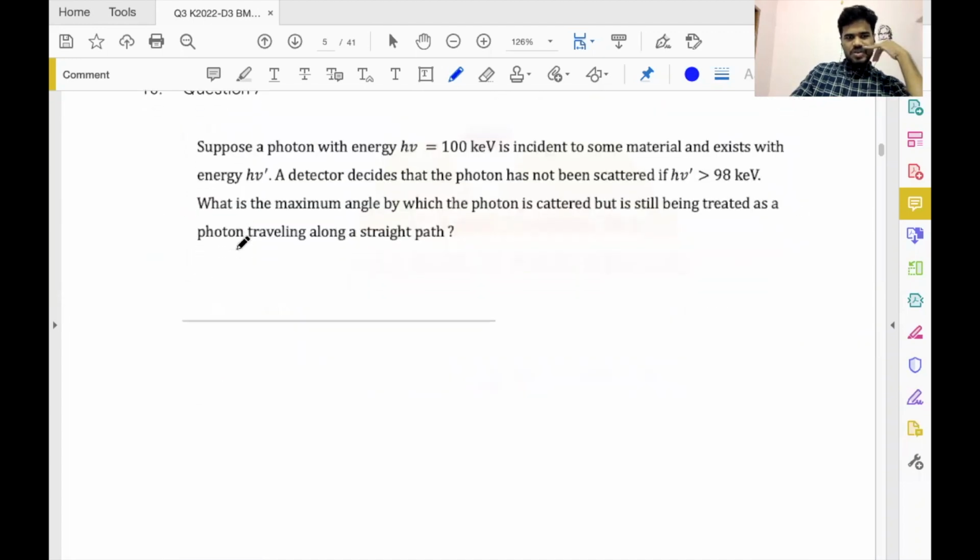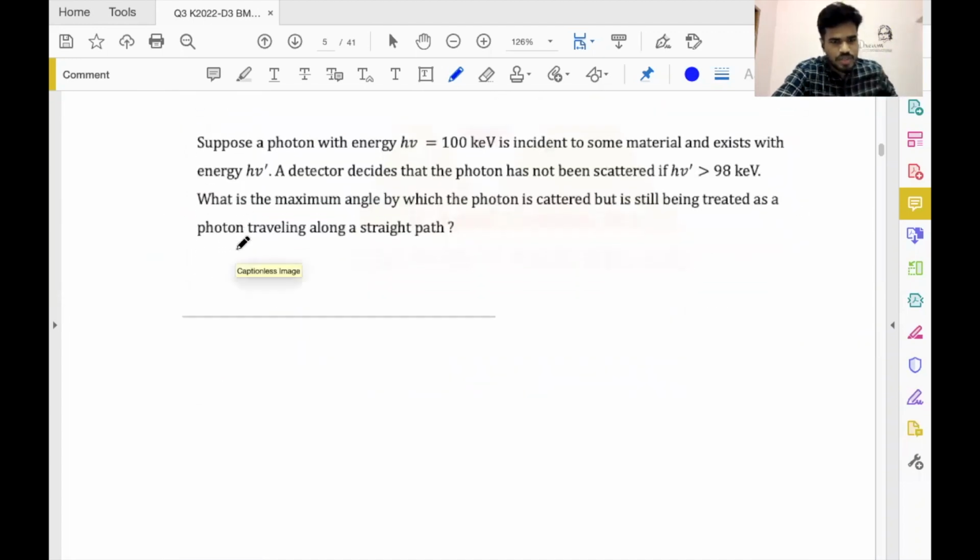Great, and quickly, now this question I want to spend a minute or two. By now we know, okay, so we have photons of this energy, and then the detector decides if the photon has not been scattered. What is supposed to be incident is without any scattering. With scattering, at least if it is greater than 98, it says it has not been scattered. So what is the maximum angle by which a photon is scattered? Here, there is a thing. Now we can use two relations.